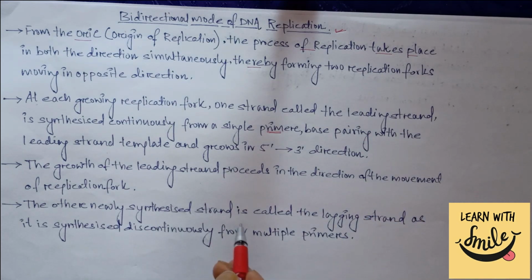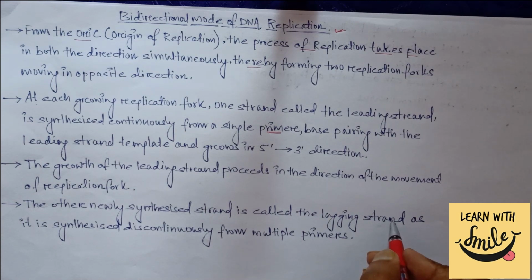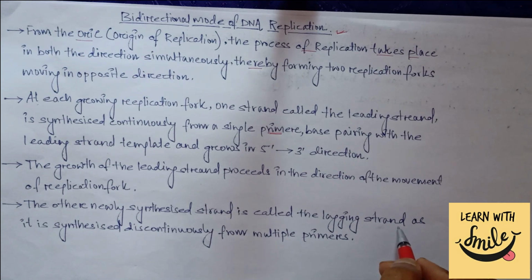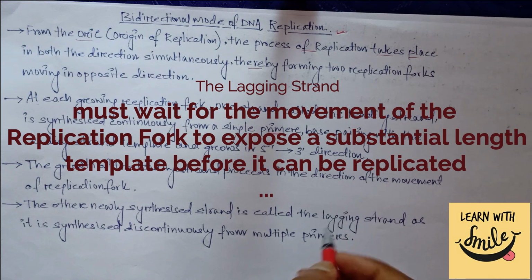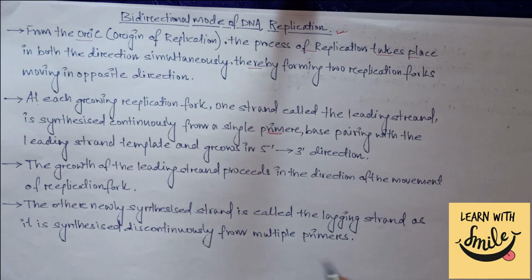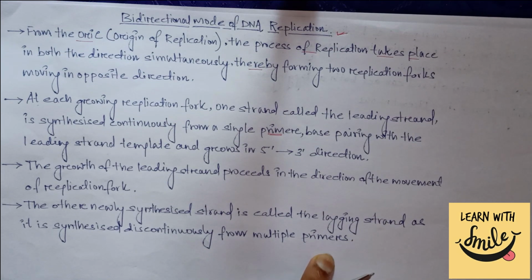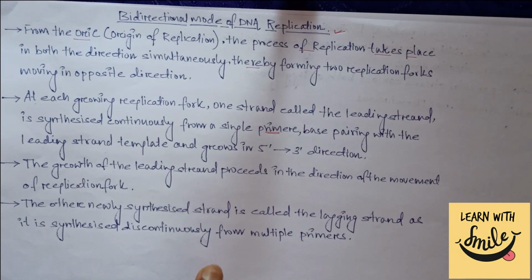The other newly synthesized strand, which is on the other side of the leading strand, is known as the lagging strand. The reason is very simple: this newly synthesized strand is synthesized discontinuously and it requires multiple primers, but the leading strand requires a single primer for its synthesis. On the contrary, the lagging strand requires multiple primers, and it is not synthesized continuously but discontinuously, and thereby it is known as the lagging strand.